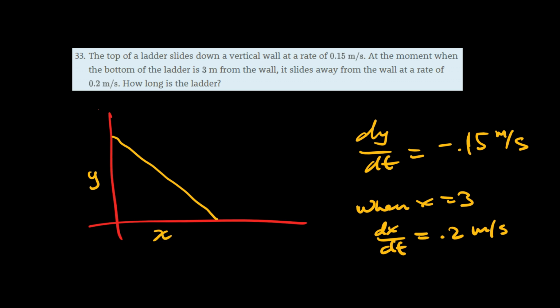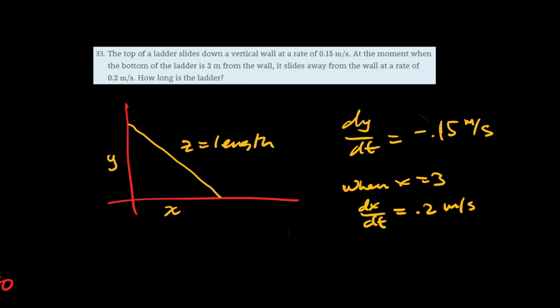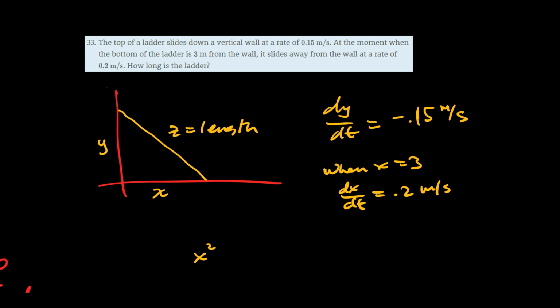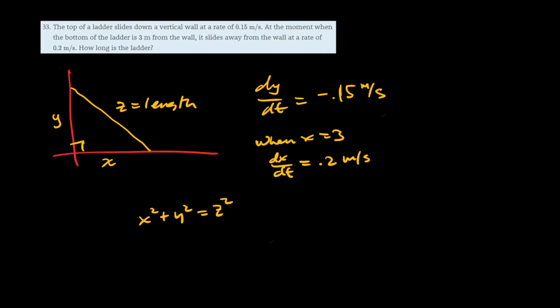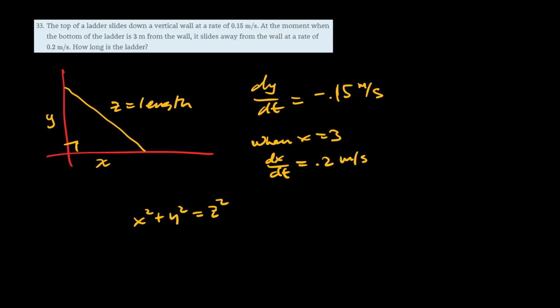All right, how long is the ladder? So we have to find L. Let me use z again. So z is the length of the ladder. All right, so we know that x squared plus y squared equals z squared. It's a right triangle. Notice what I did here. I got all the quantities related into one equation, related rates, how the rates are related. And so I can take the derivative with respect to t everywhere since they're all changing. So I get 2x dx dt plus 2y dy dt equals 2z dz dt.